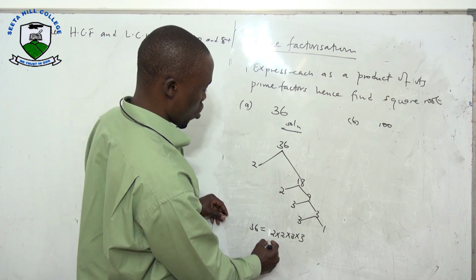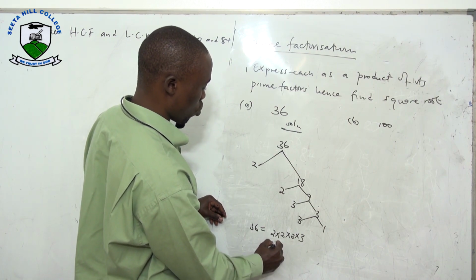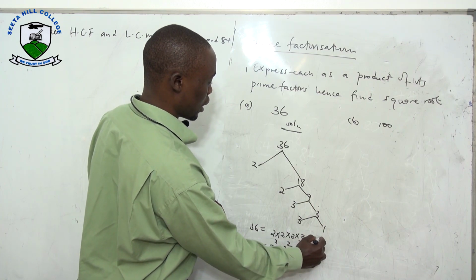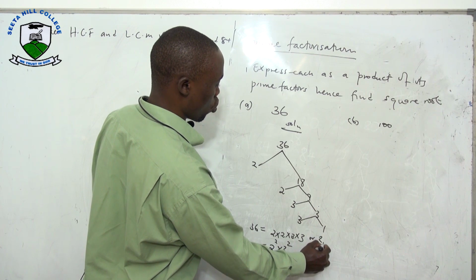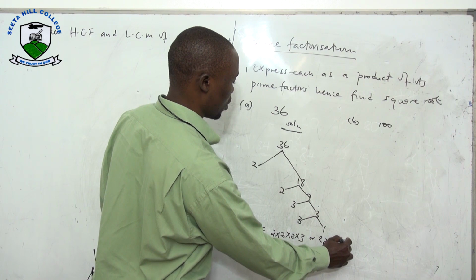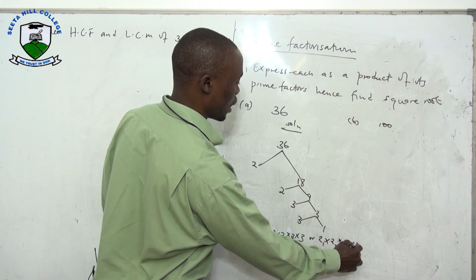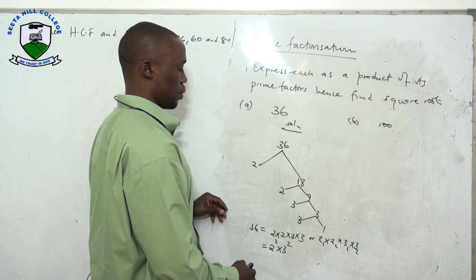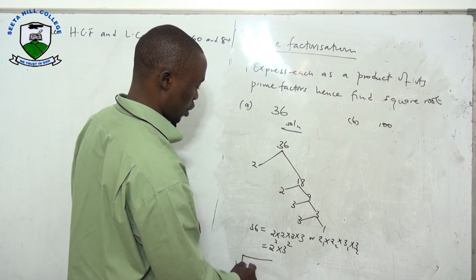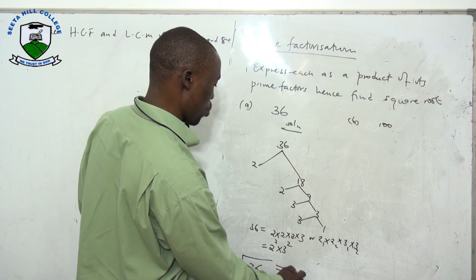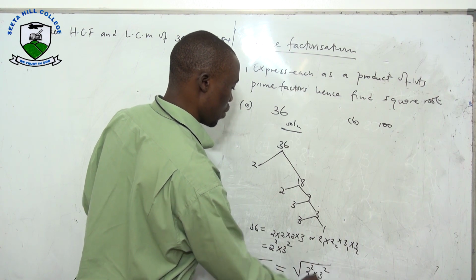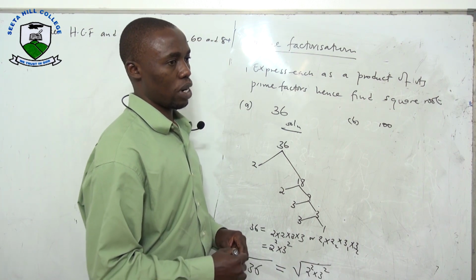Or you can say this will be 2 squared times 3 squared. Or you can say, the first 2 times the second 2, and times the third, the first 3 and the second 3. So now we try to find the square root of 2 squared times 3 squared. What do we do?